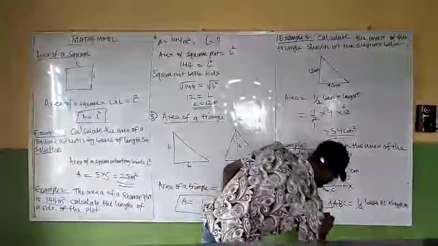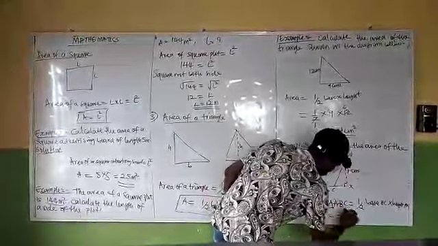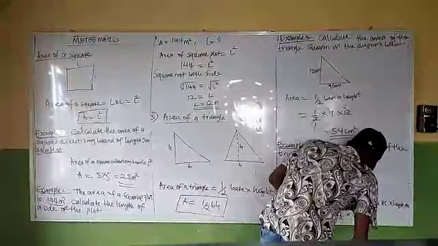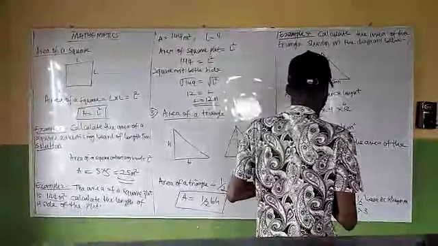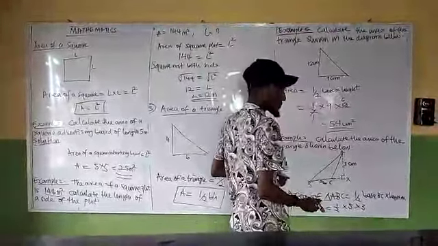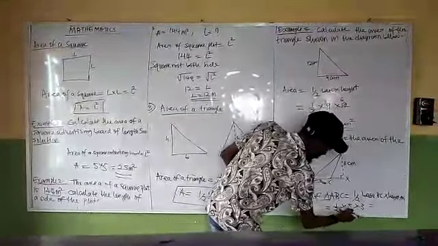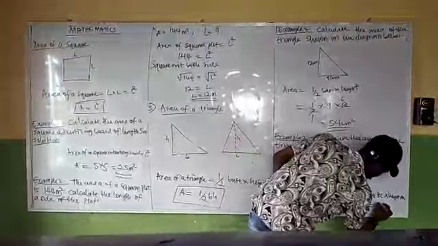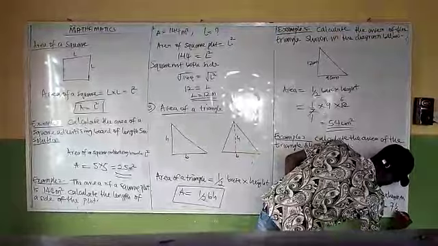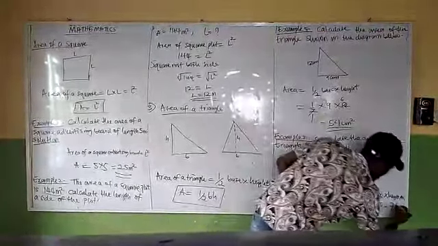In this case your area will now be 1 over 2 times your base. What is the value of your base? That is 5. What is the value of your height? That is 3. Then you multiply it together. 5 times 3 is 15. You divide it by 2. So 15 divided by 2 will give you 7 and 1 over 2 centimeter square.